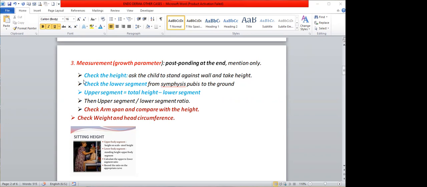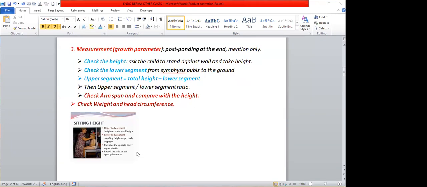the growth parameter like height and upper segment, lower segment measurement with ratio. So this can be done in two different ways. First, look at this picture. It is a little difficult or time taking to ask the child to sit down and take the upper segment length, and after that deduct it from the total height. That will be the lower segment measurement.